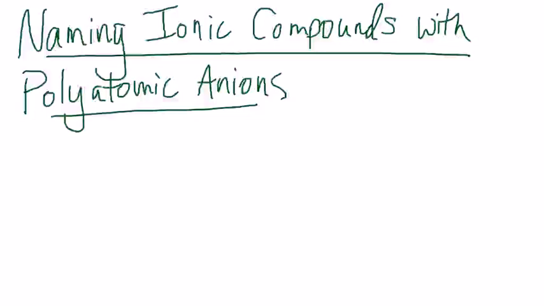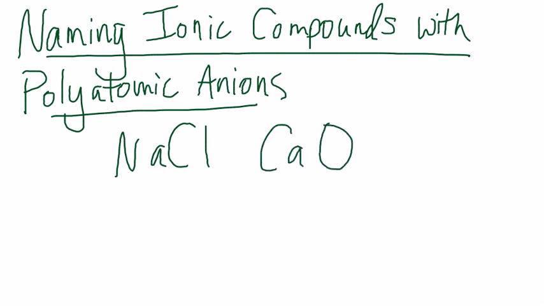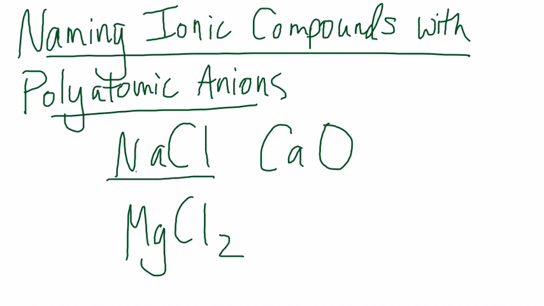Hey guys, this video is on naming ionic compounds with polyatomic anions. What does that even mean? Polyatomic anions? Well, you're used to naming things that look like this, right? Or this, or even this. So, sodium chloride, calcium oxide, magnesium chloride.